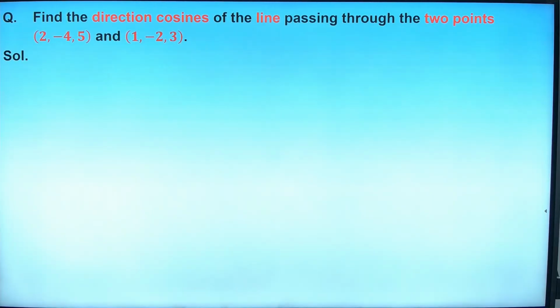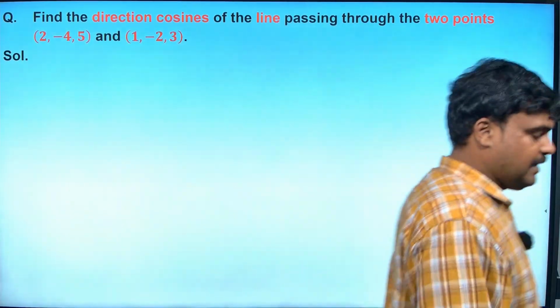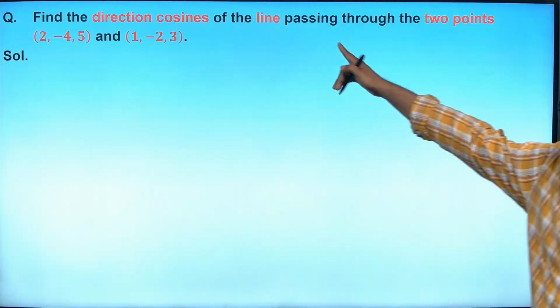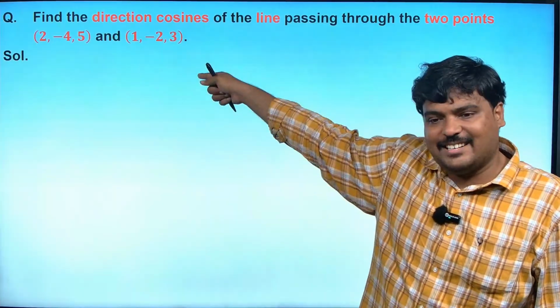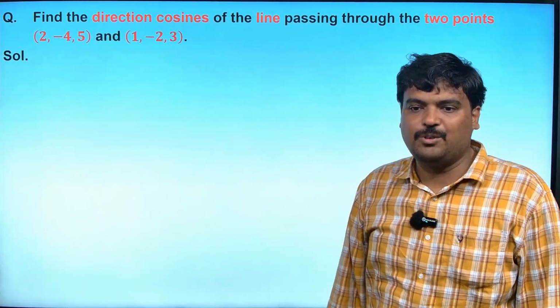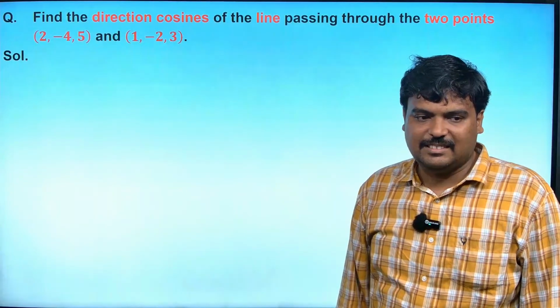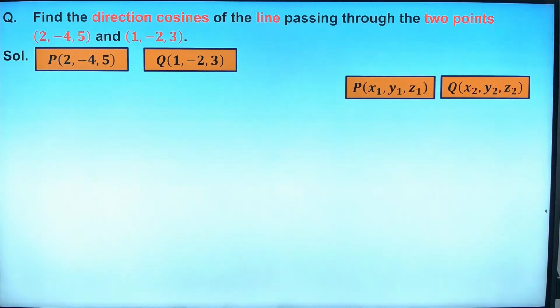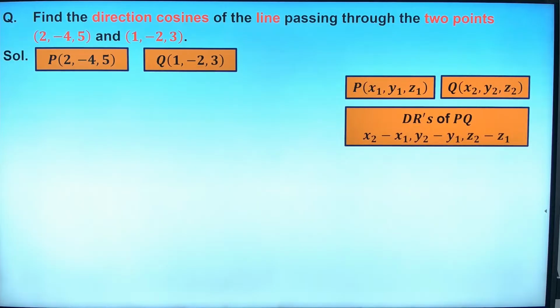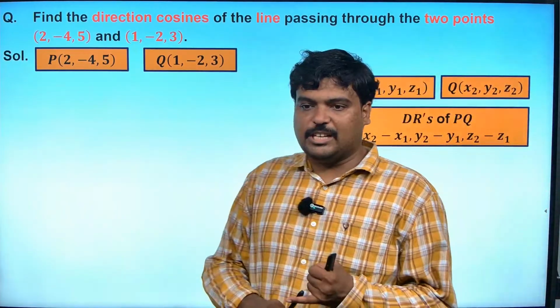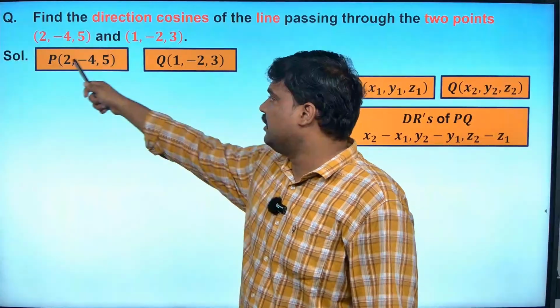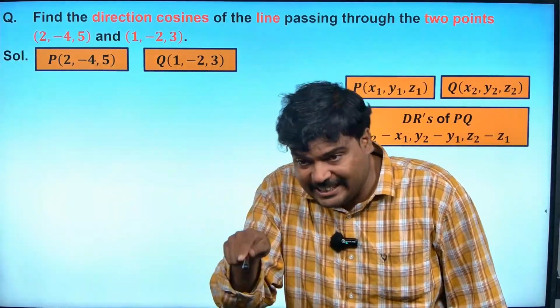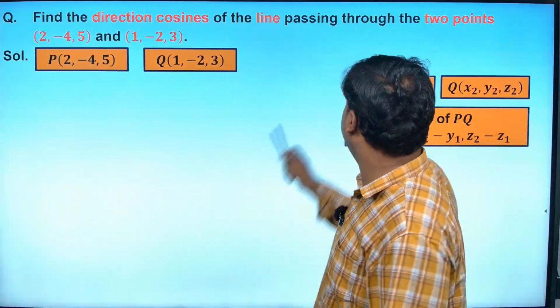Find the direction cosine of the line passing through 2 points. See what I want, guys? Direction cosine. But what is given? Two points are given. How to find? Vector. I have PQ. If the points are given, then the direction ratio is going to be the subtraction of these two. If two points are given, how can we find it? Subtract these two, I'll get the direction ratio. From direction ratio you know how to find direction cosine. They are asking direction cosine.